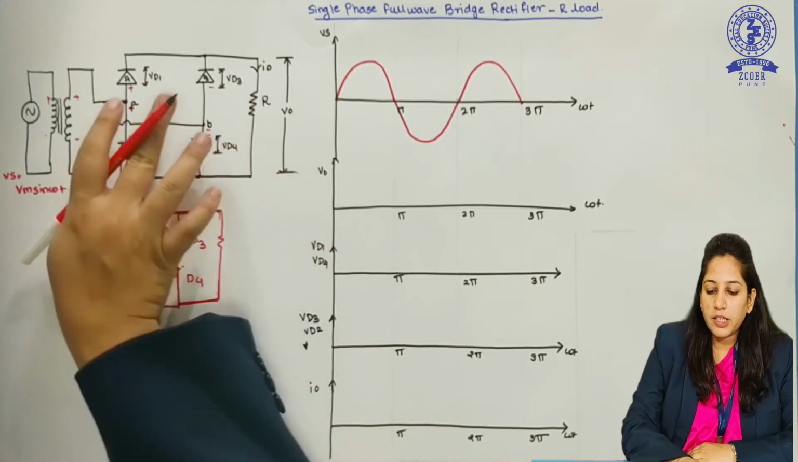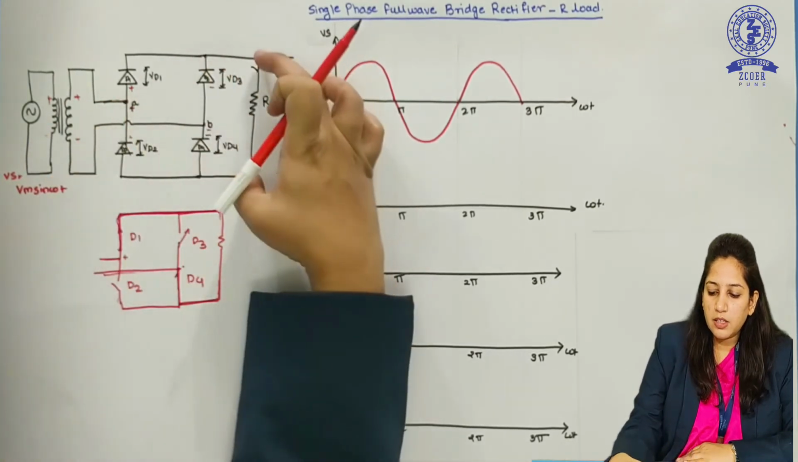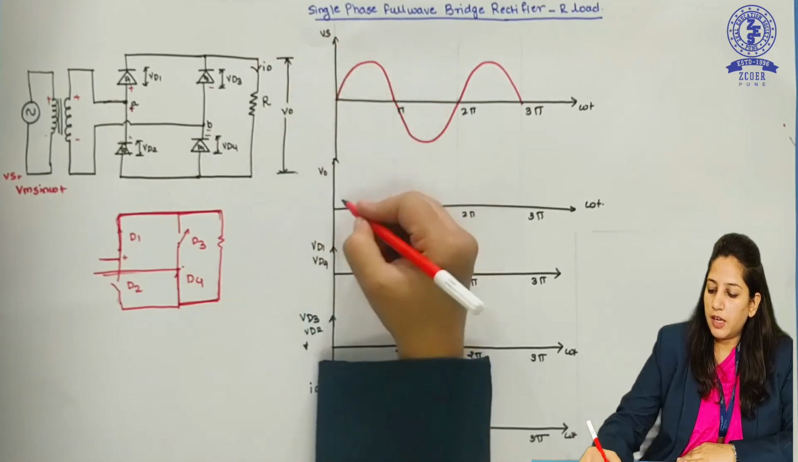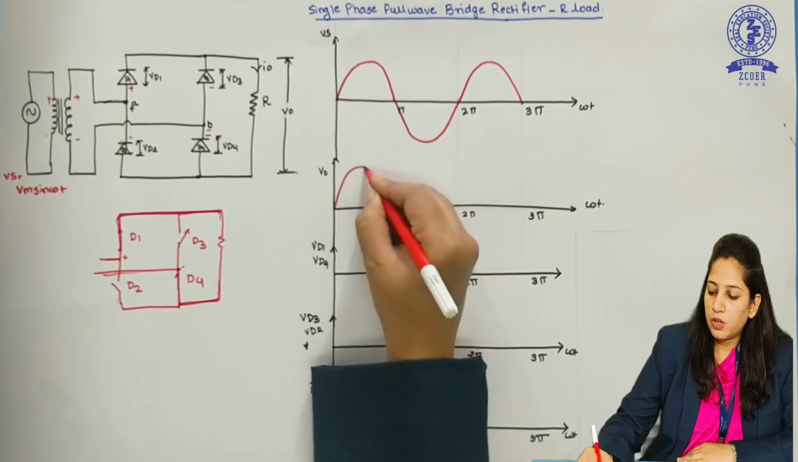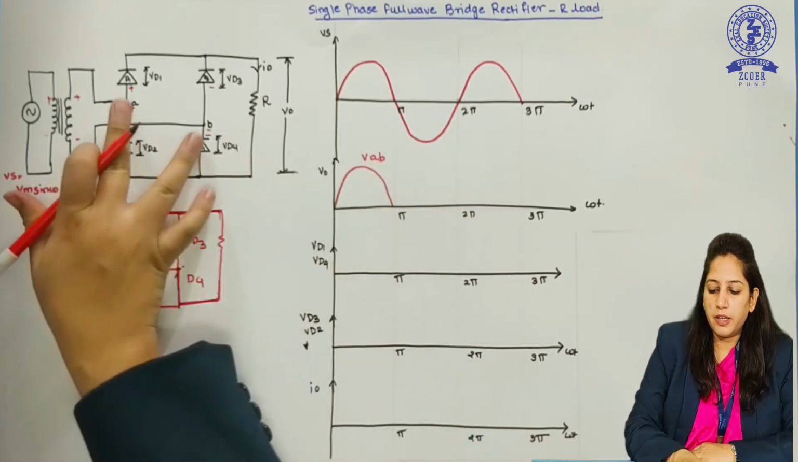And the voltage across these two will be VAB. So here at this output R, I will be getting output as VAB. So here, VAB voltage I will be getting.